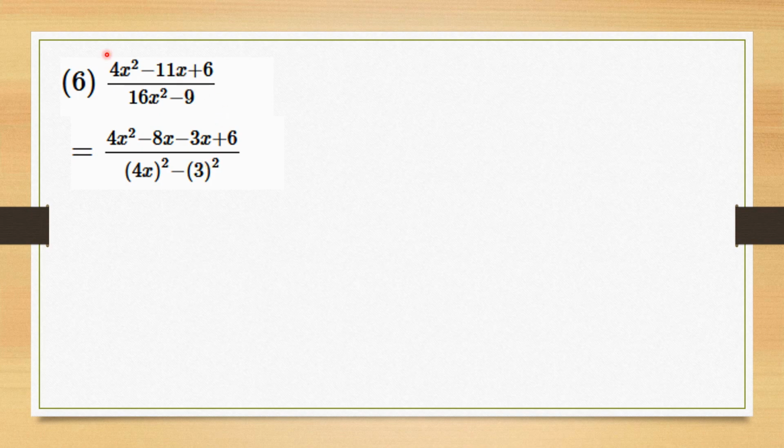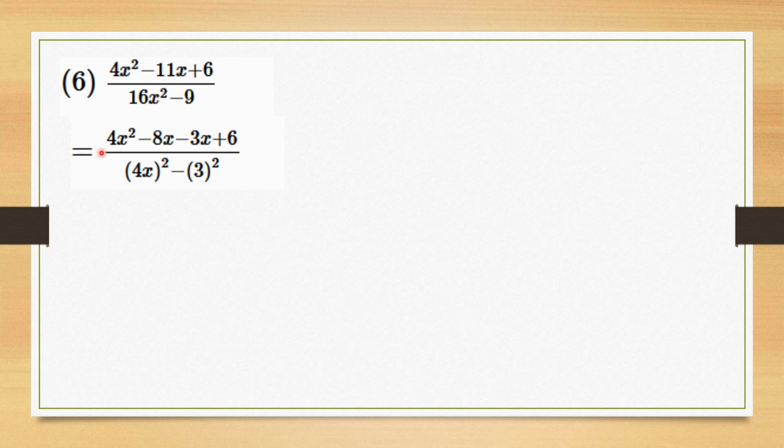Now if you see, the first term of the numerator is 4 and the last is 6. So we will have to multiply 4 with 6. 4 multiplied by 6 is 24. Now 24 we have to split into two such numbers that after multiplying we get 24, and after adding or subtracting we get the middle term. The middle term here is minus 11. So if you take minus 8 and minus 3, minus 8 multiplied by minus 3 will give you 24, and minus 8 minus 3 will give you minus 11, which is the middle term. So we'll split the middle term in such a way.